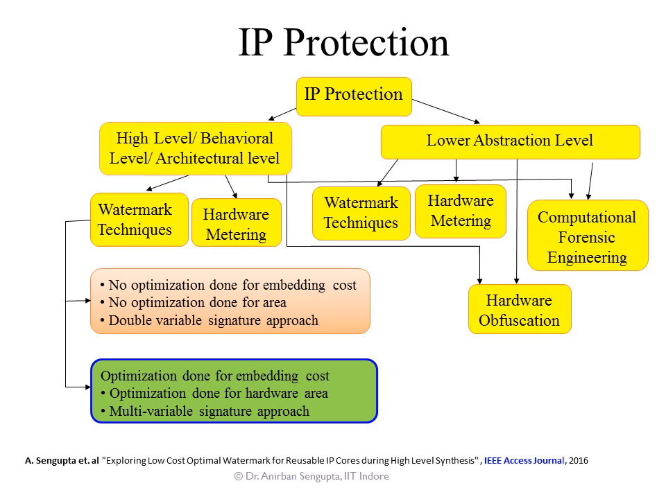IP protection or IP security can be achieved at different levels of abstraction. So we can have security algorithms implanted at the high level, behavioral level, or architecture level. We can also have it implanted at the lower abstraction levels. These watermarking techniques, hardware metering techniques, hardware obfuscation techniques, or computational forensic engineering, which is also used for the IP resolution process, can all be performed at different levels of abstraction. Depending on that, there could be implications on optimization, design cost, and design complexity.